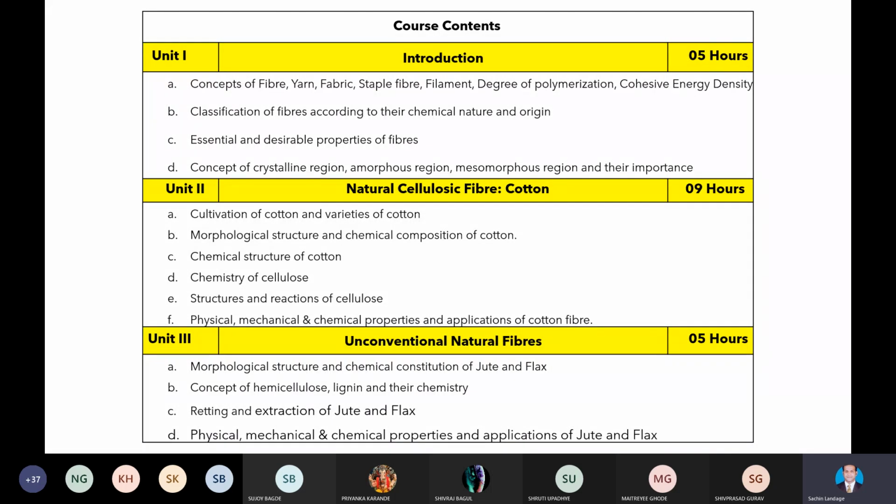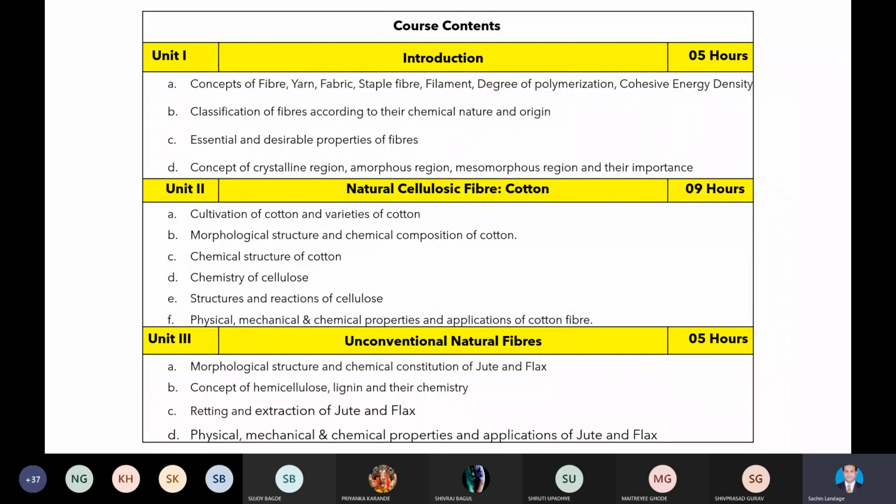Then in unit 3, that is unconventional natural fiber. Unconventional means the fibers which are not that commonly used, but they have importance over there. For example, morphological structure and the chemical composition of the jute and the flax fiber we are going to study. So here we are going to study two fibers, jute fiber and the flax fiber. Jute, every one of you is aware. Flax, in that you might have heard the term linen.